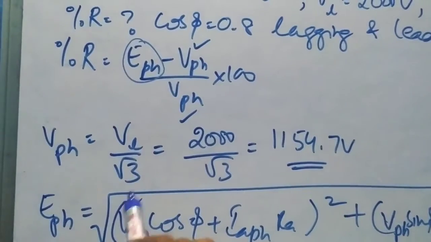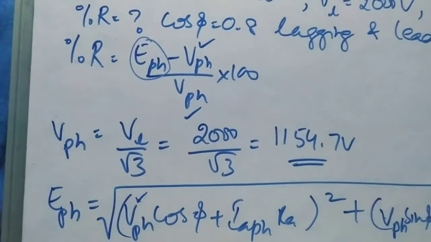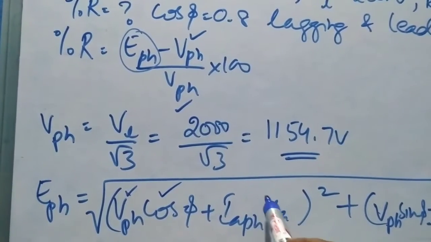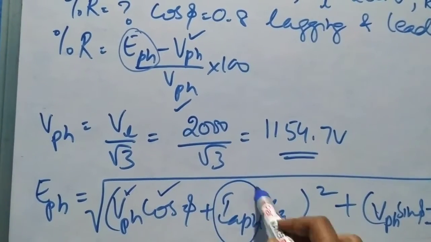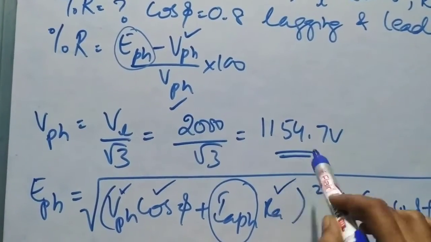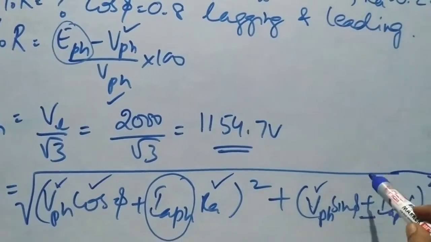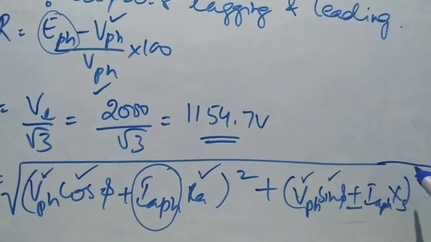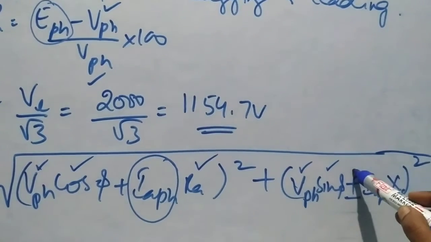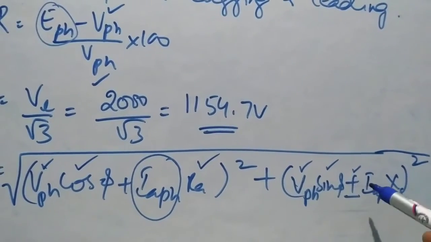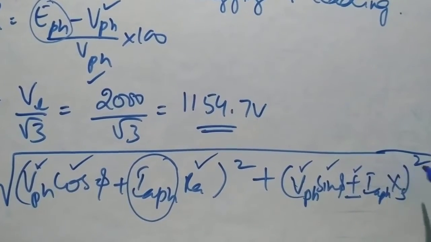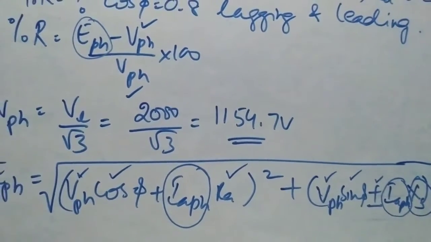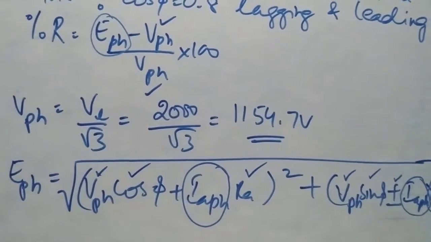In this case V phase will be substituted as 1154.7 volts, and cos phi is 0.8. IA phase we have to determine, and RA is given here. Similarly V phase is given. Since cos phi is equal to 0.8, sin phi will be equal to 0.6. First we will solve for the plus sign, that is the lagging case. IA phase and XS we have to determine, right? So our aim is to determine the IA phase and XS.